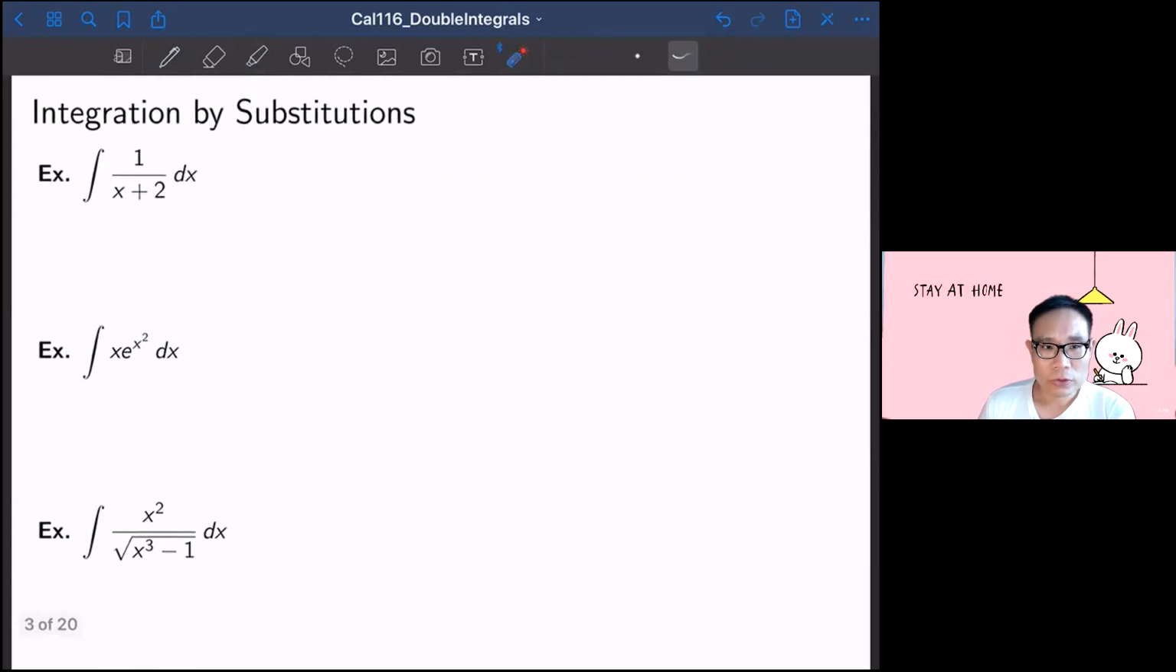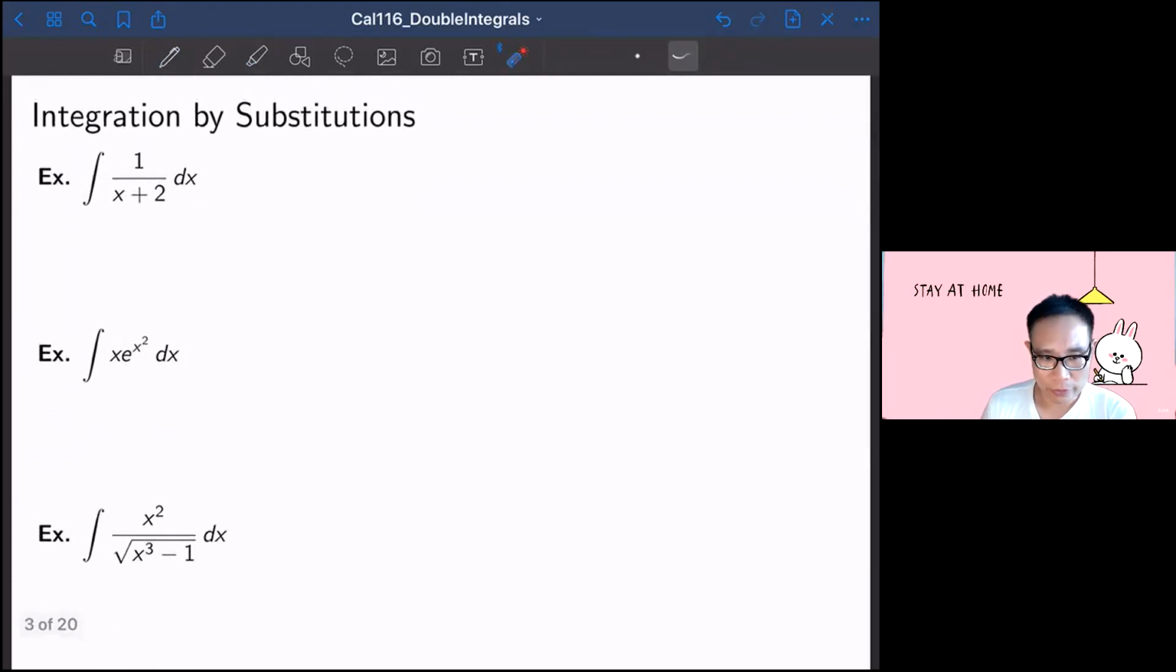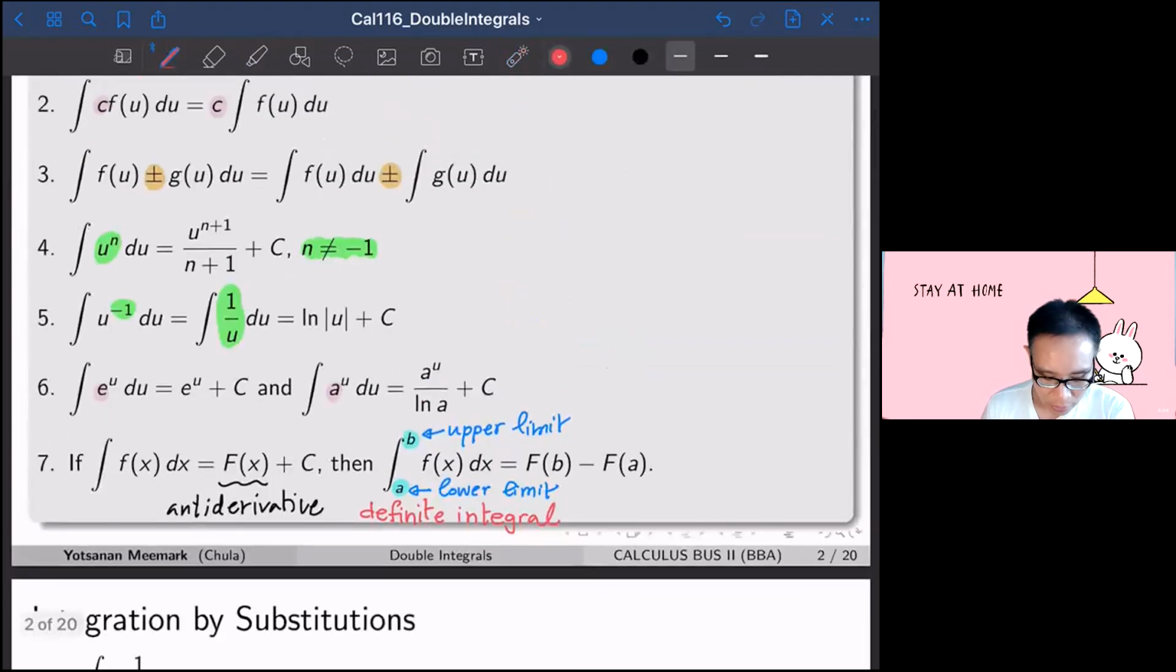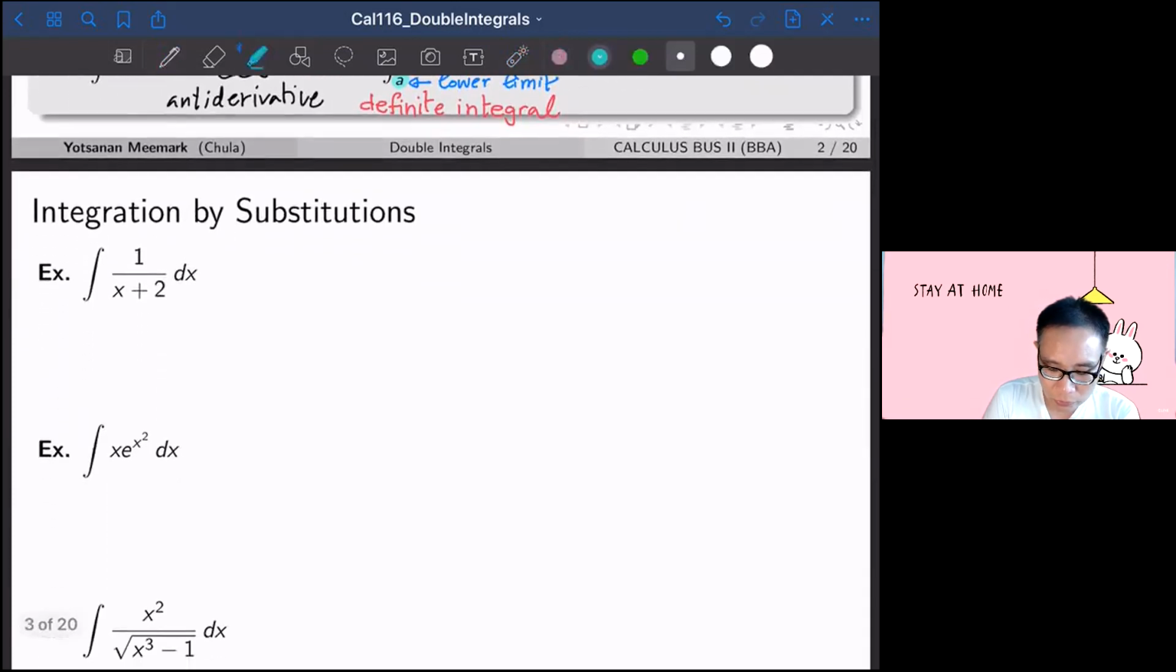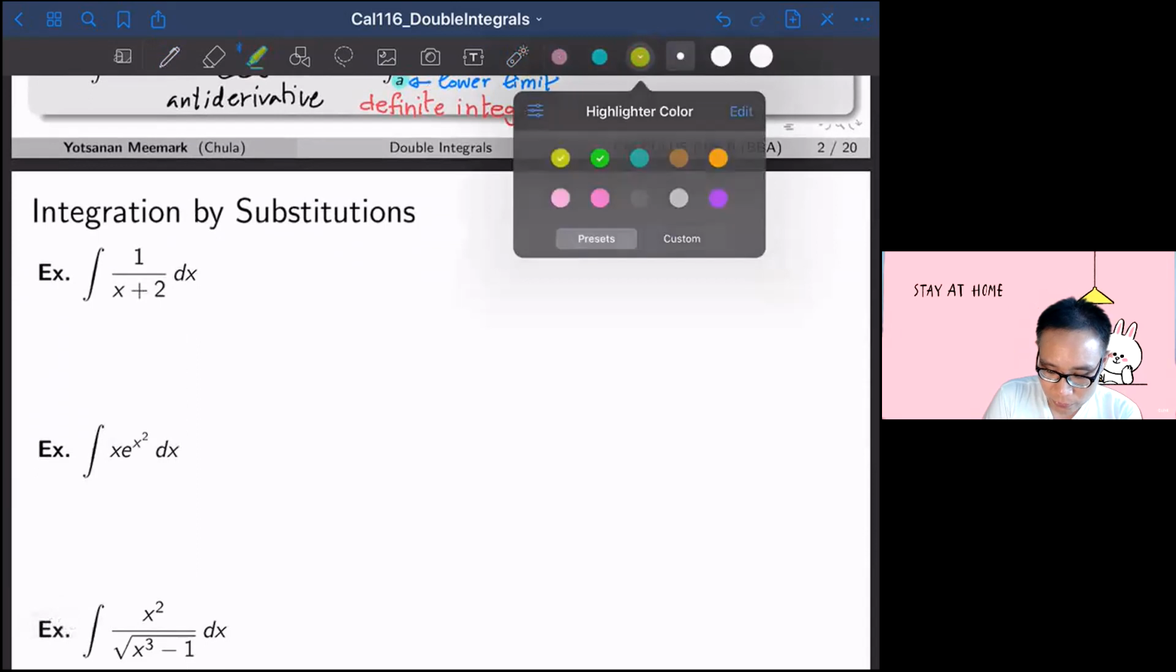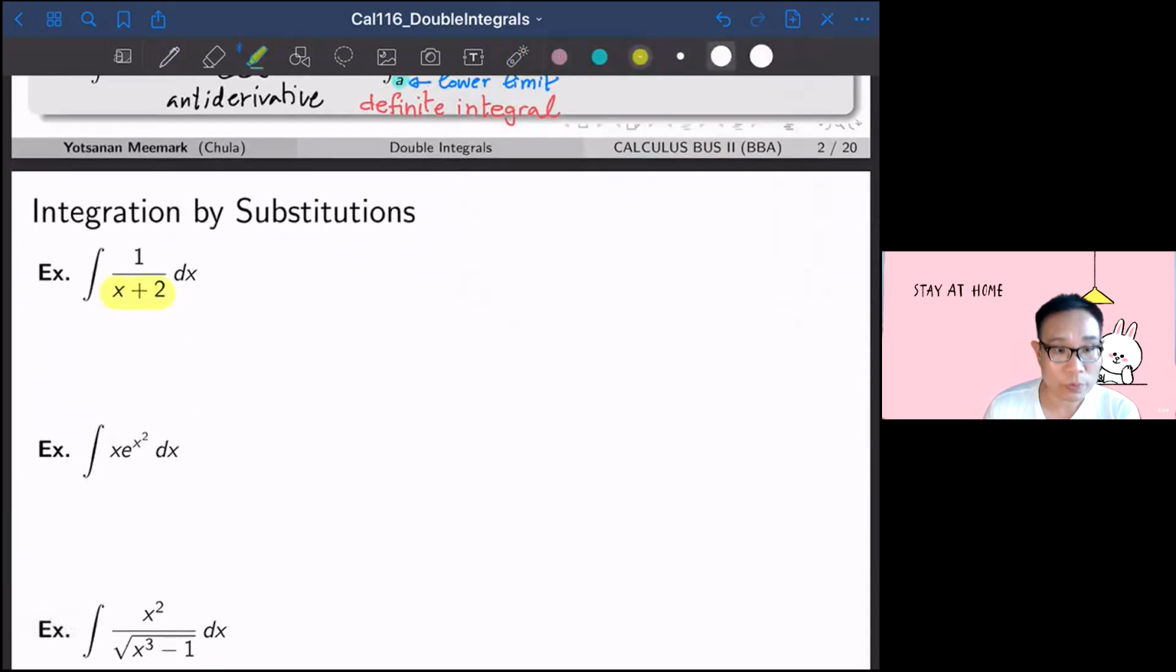So I'm gonna also record the integration by substitution. Integration by substitution turns out to be the technique that you used during calculus 1. When you'd like to integrate something and it's not one of the formulas that you have here, you're gonna let one variable be u. So like in this case, you would let u be x plus 2, and you're going to compute du equal to dx.